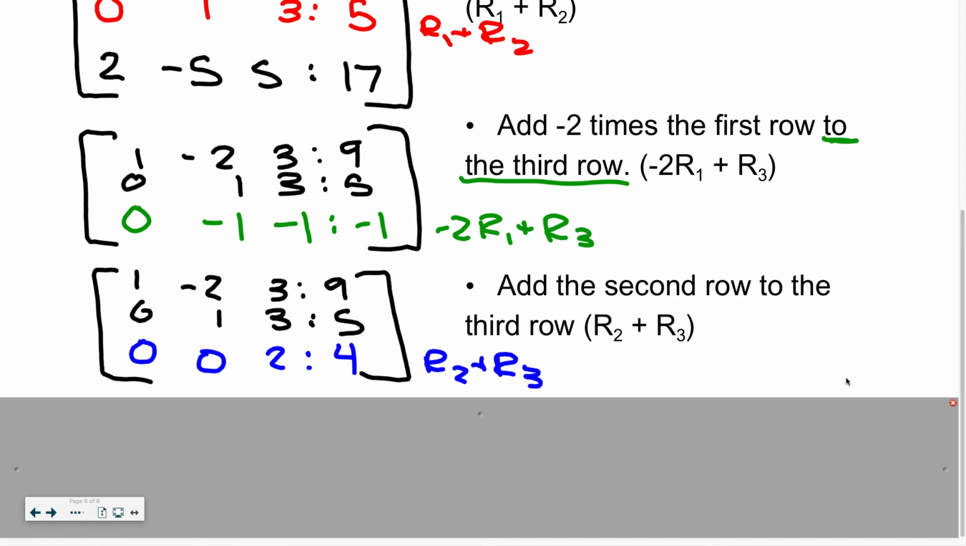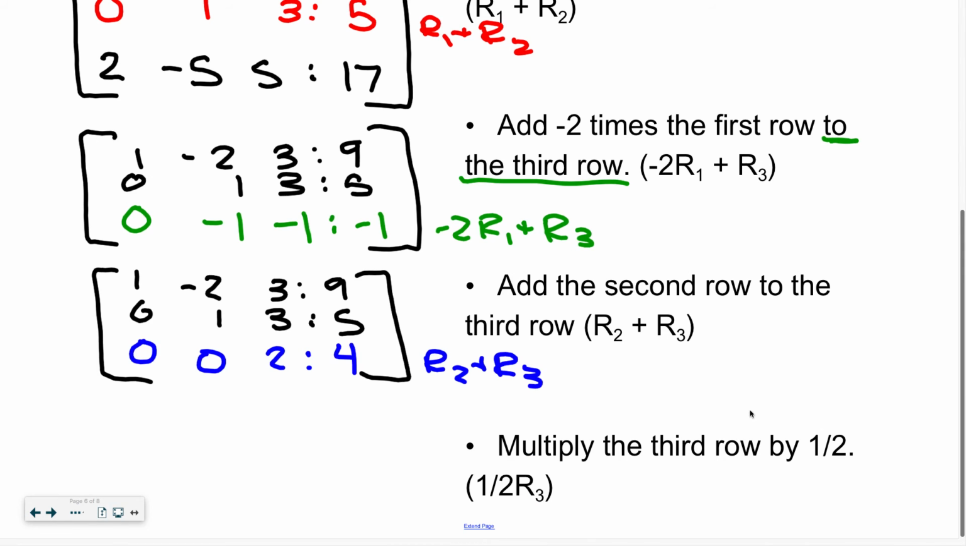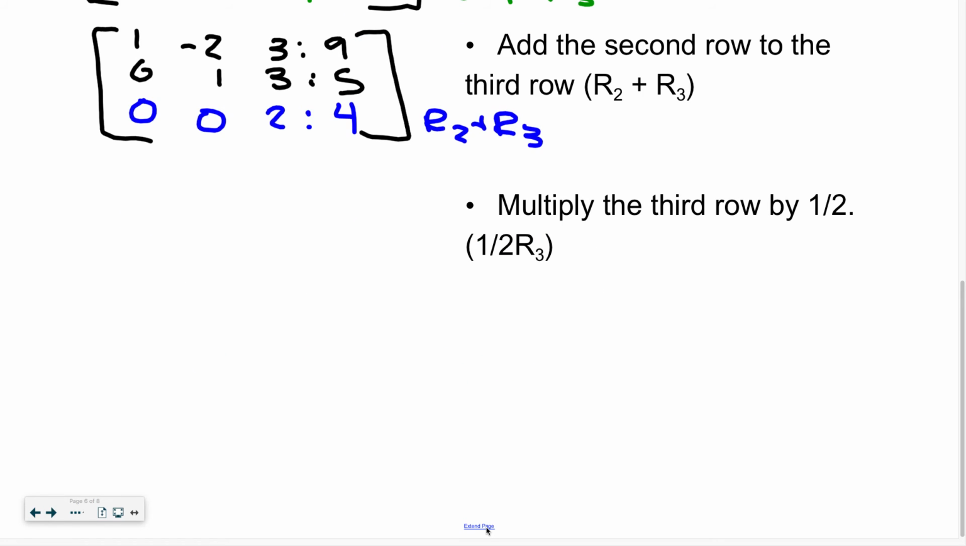Well, we're not in row echelon form. What has to be true of row 3 to be in row echelon form? You got to have a 1 at the front. So what's a good way just for us to change row 3? Multiply by a scalar 1/2. Yeah. So remember, your operations are switch rows, add rows, or multiply rows by scalars, I should say.